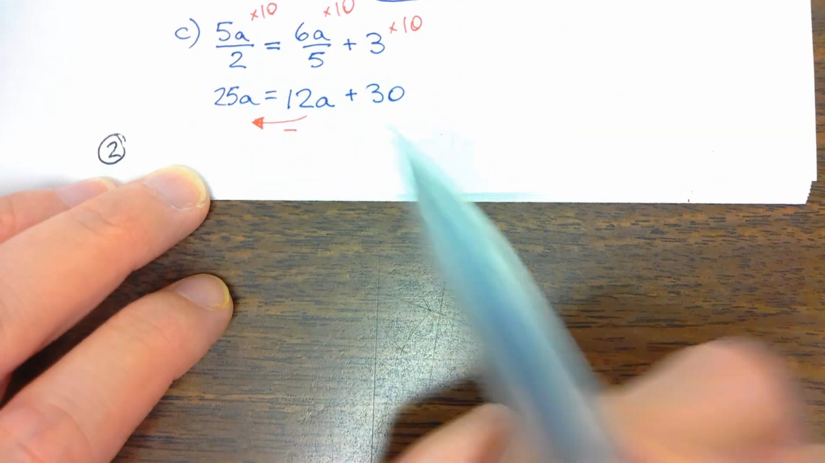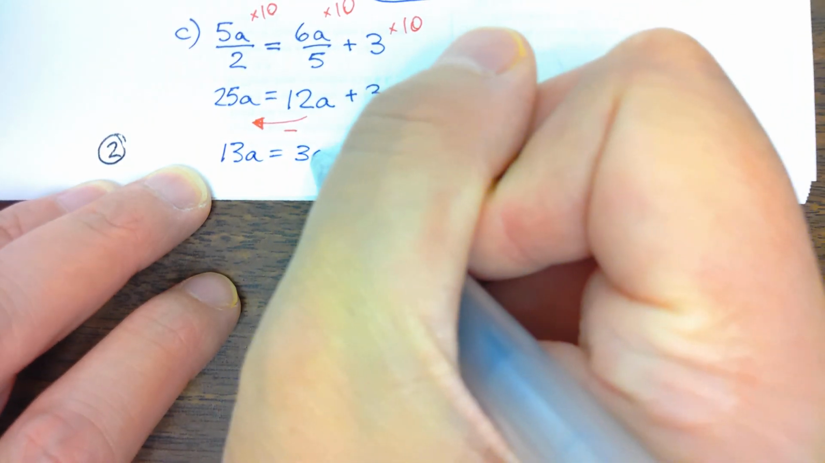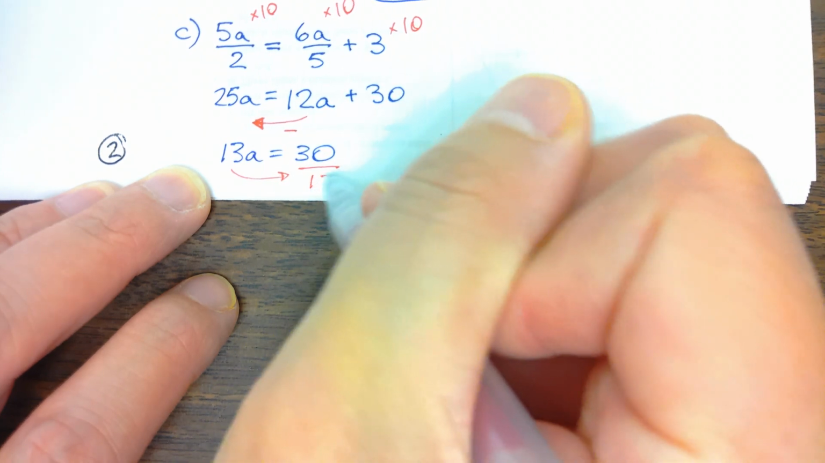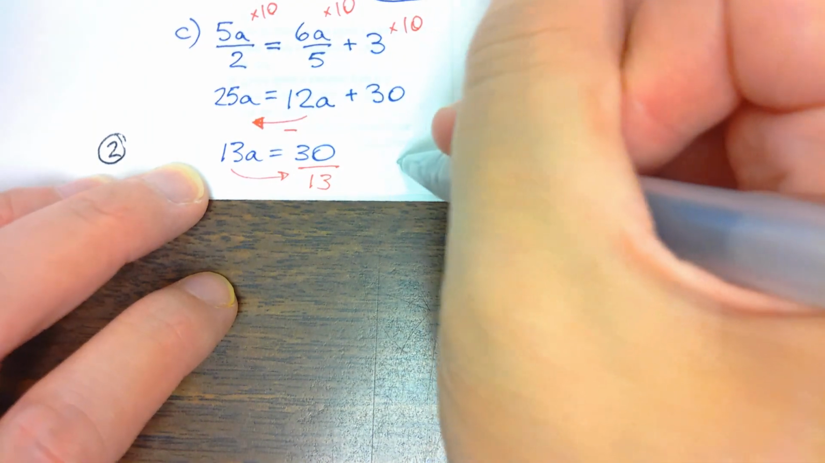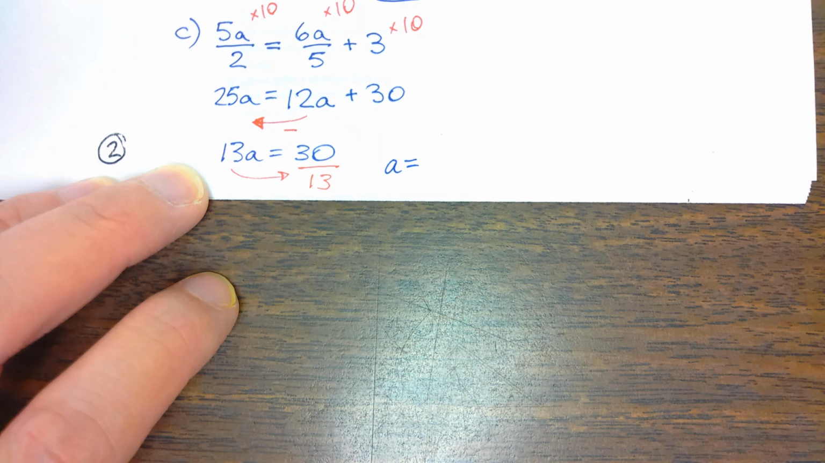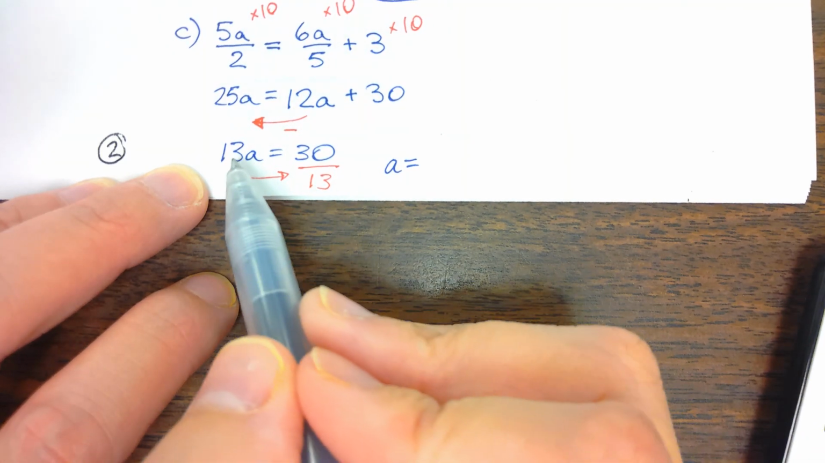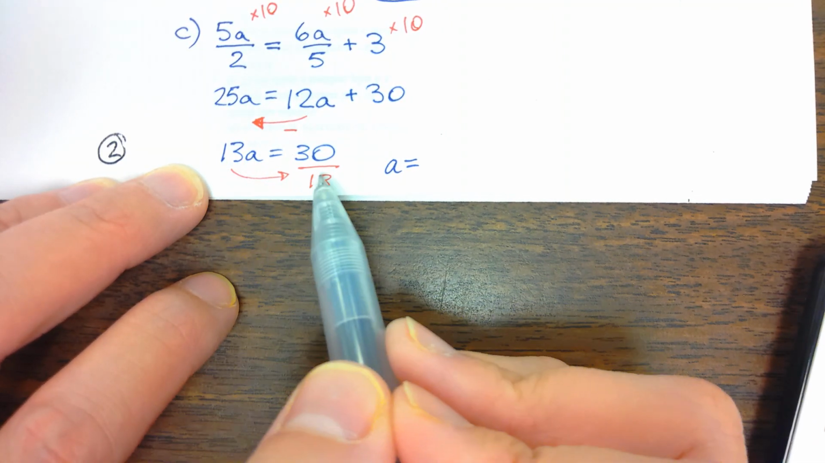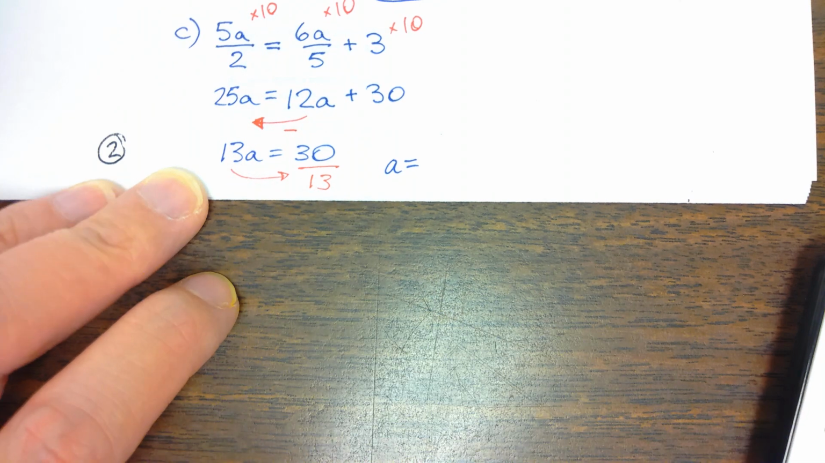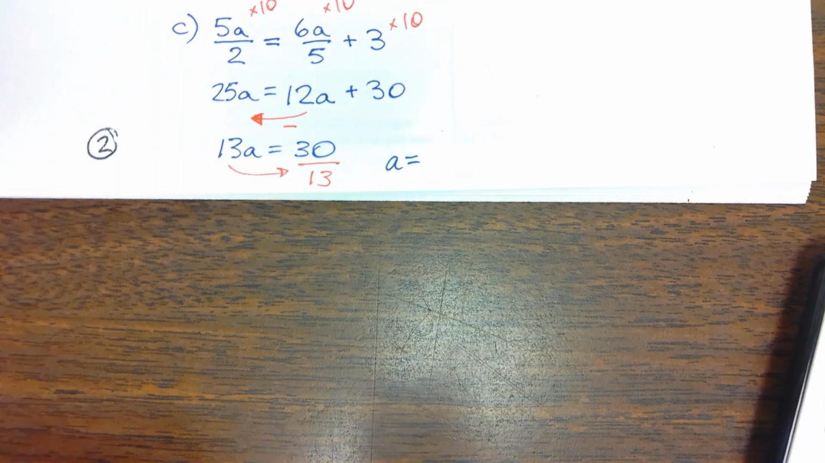So 25a minus 12a, 13a equals 30. So last step, divided by 13. A equals? Oh, okay. Remember, this is a common mistake people do as well. When you move the 13 over, that goes to the bottom. So what you did was you did 13 divided by 30. It should be the other way around.